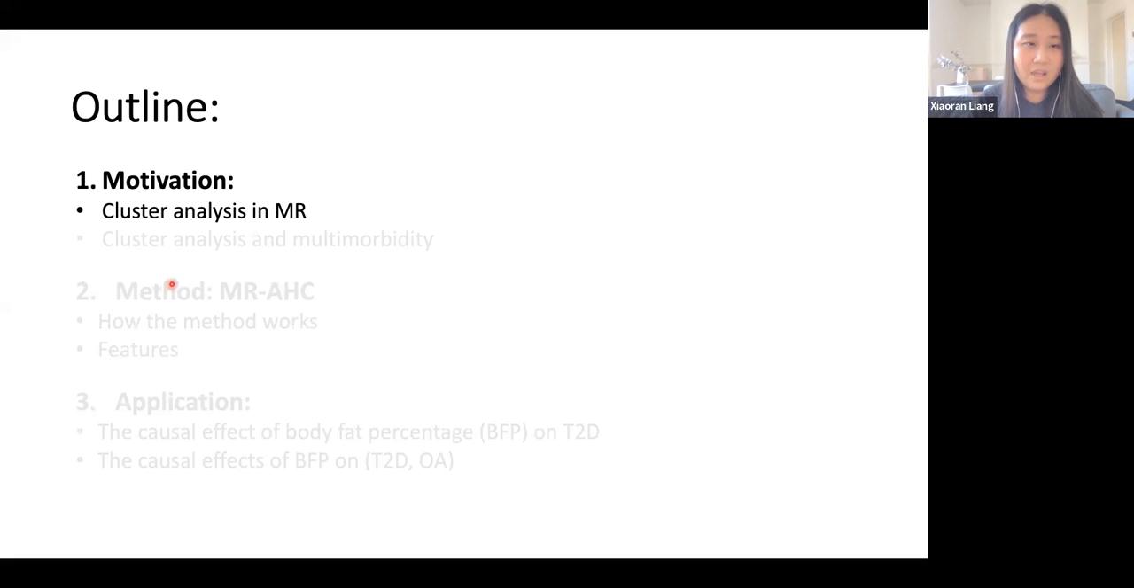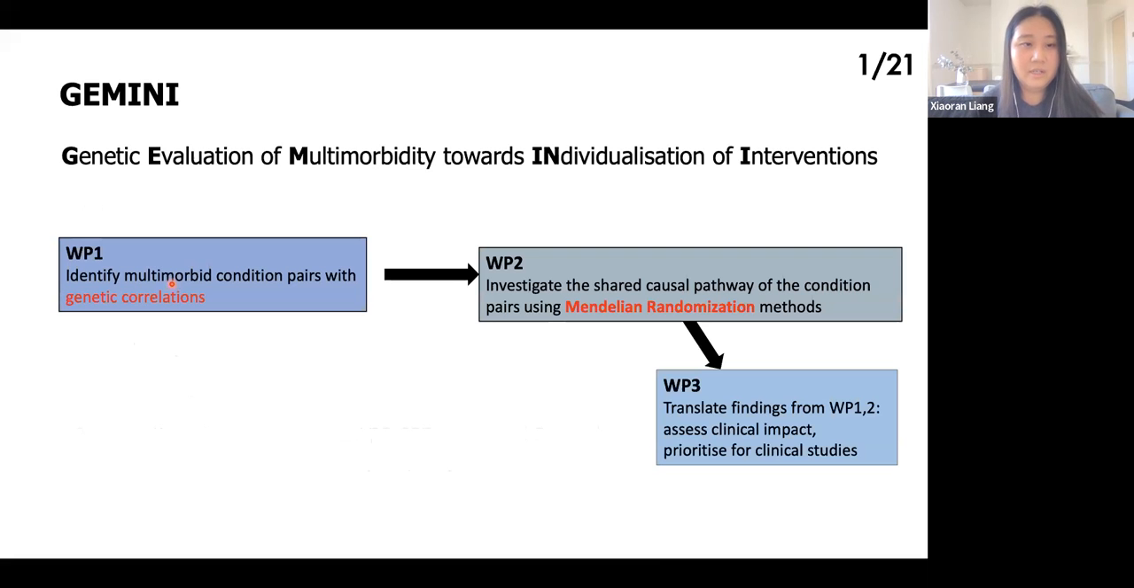So first of all, I want to explain why we want to do cluster analysis in MR studies. In the Gemini project, which stands for Genetic Evaluation of Multi-Morbidity towards Individualization of Interventions, we have 3 work packages that conduct different but linked tasks. First of all, work package 1 would identify the multi-morbid condition pairs that are genetically correlated.